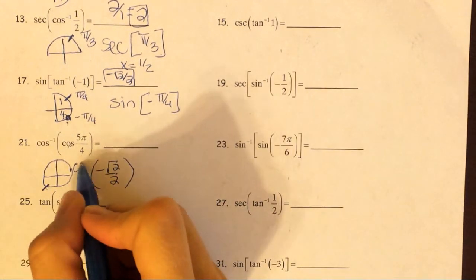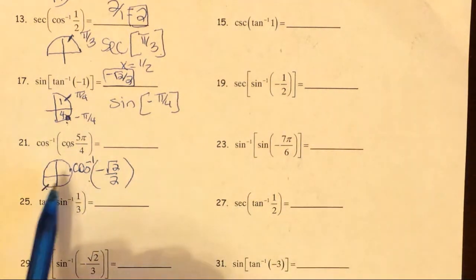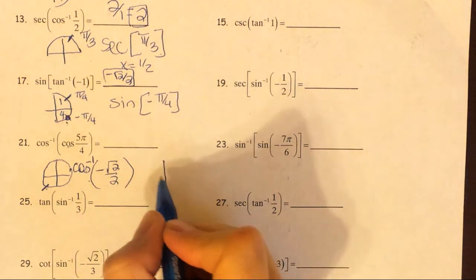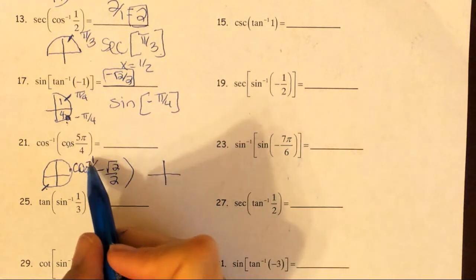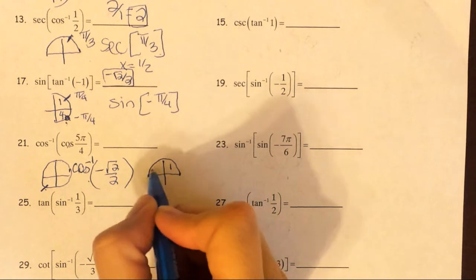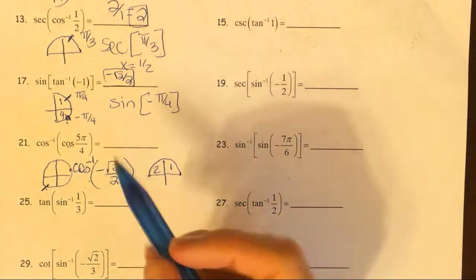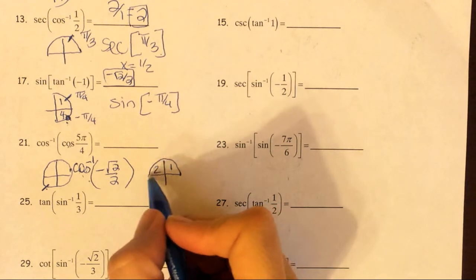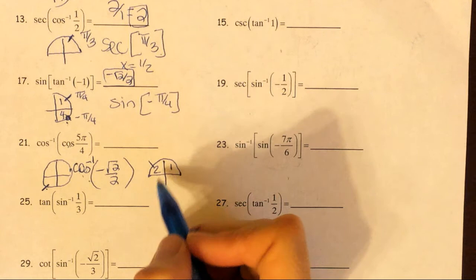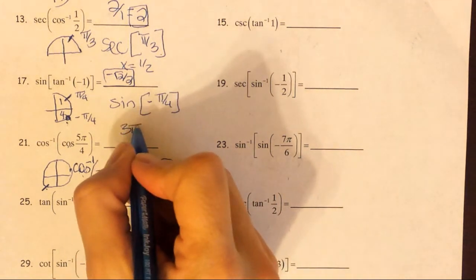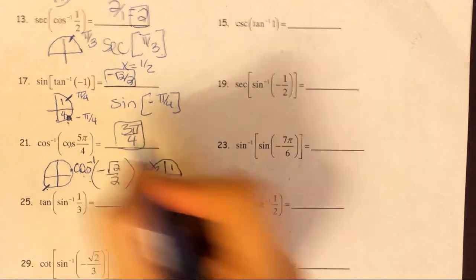So now I'm going to go do the outside. The outside says to take cosine inverse of negative root 2 over 2. Because I said inverse, I'm now looking at quadrants 1 and 2 only. Because it says cosine, I'm looking for my x's that are negative. So I'm looking over here in quadrant 2. And my x is negative root 2 over 2 at 3 pi over 4.